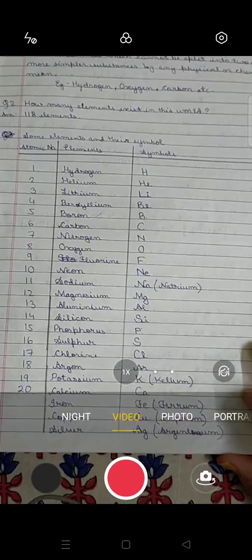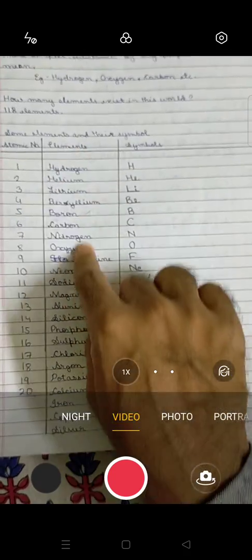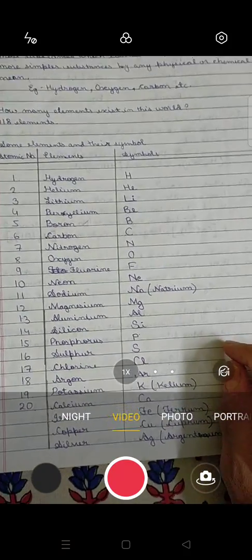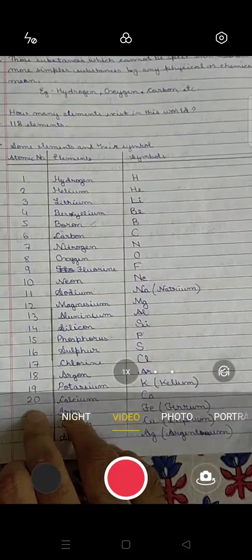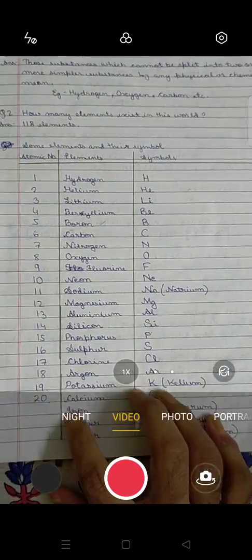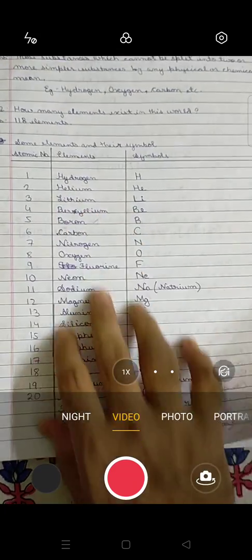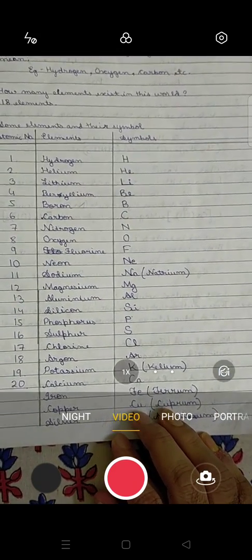I'm showing you this table. You can pause your video and write it down, and you have to learn this by heart. Here you can see the atomic number, the elements and their symbols. You have to remember the name as well as the symbol. This atomic number we will be using in class 9. Up to atomic number 20 I have given you serially, but after that it is random. The elements which we use in our day-to-day life, I have given you here. The rest you will be studying in higher classes.